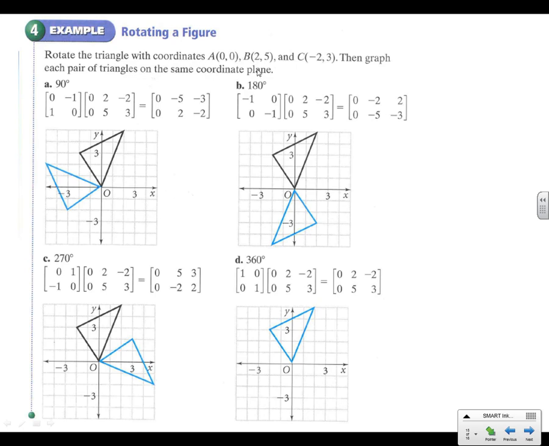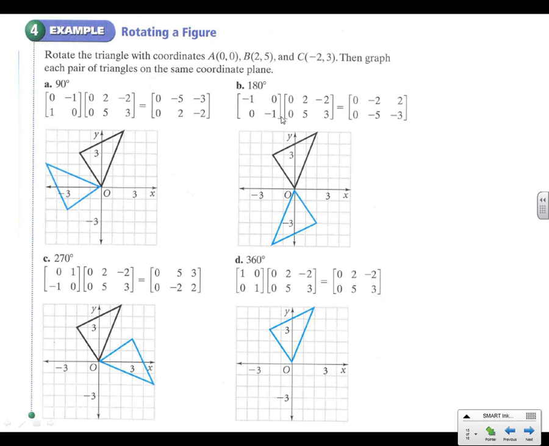If we take this shape and rotate it 90 degrees, we have to grab our 90-degree matrix. We're going to multiply it. We'll end up with these as our new vertices. And notice what's going on. 0, 0 doesn't change, but 2, 5 changes to negative 5, 2. We're going to switch them, and then the x becomes negative. It used to be positive 3, now it's negative 3. Whereas the y value, the new y is negative 2, just stays negative 2.